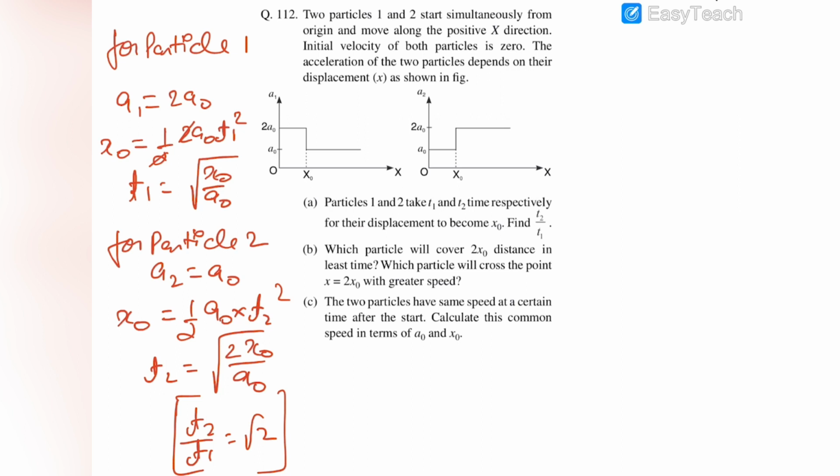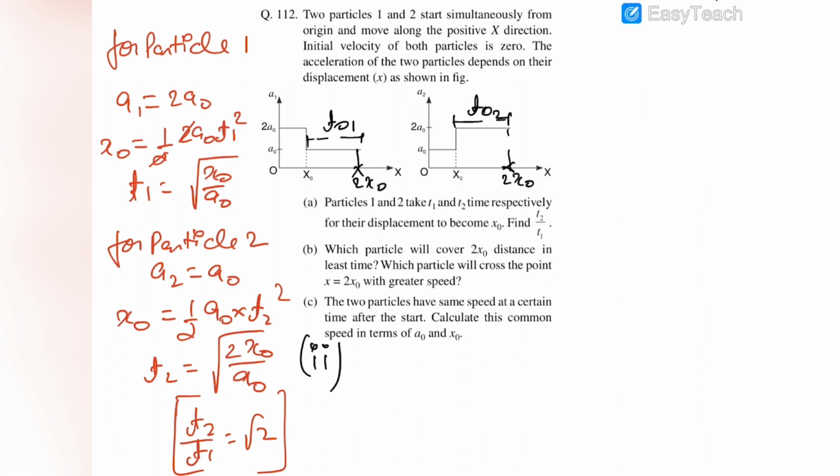Now for part 2, the second part is which particle will cover 2x naught distance in the least time, and which particle will cross the 2x naught distance with greater speed. So you can again see the time at which they will cross this point x naught is this one, and let us again find the additional time in which they will cross 2x naught. Let us suppose that additional time is t naught. So this is t naught 1 and this is t naught 2.